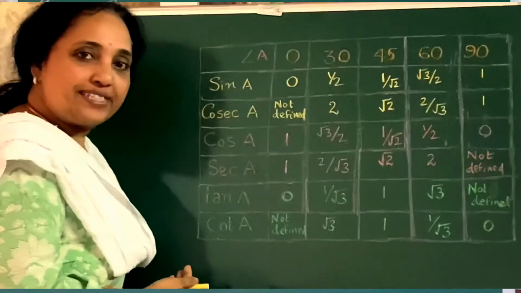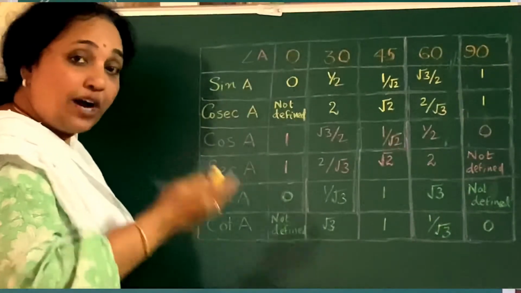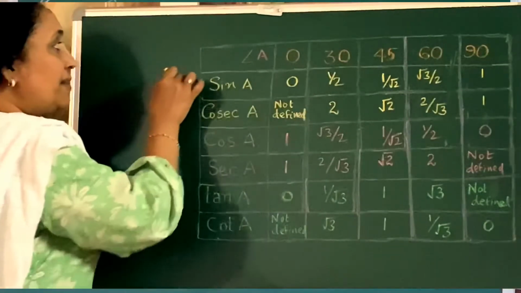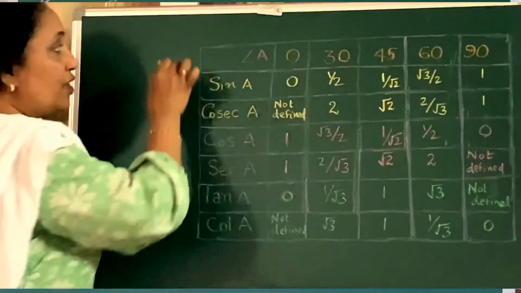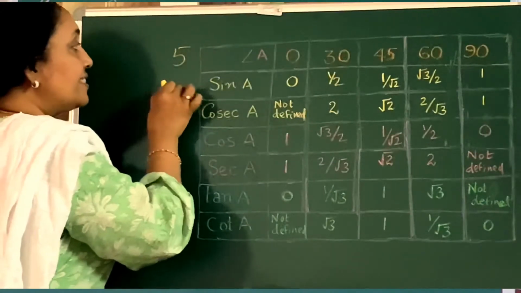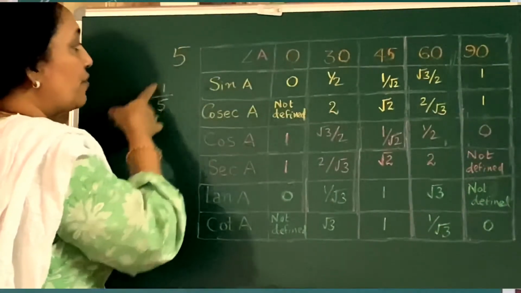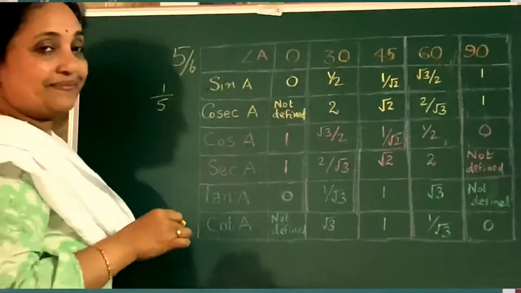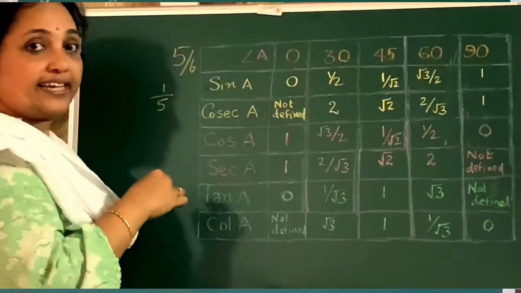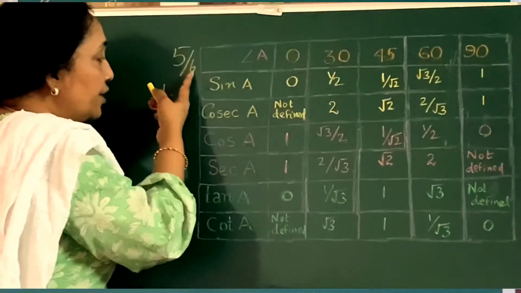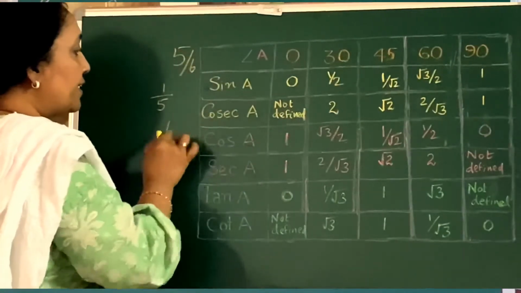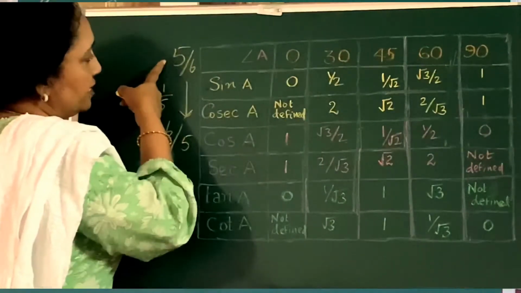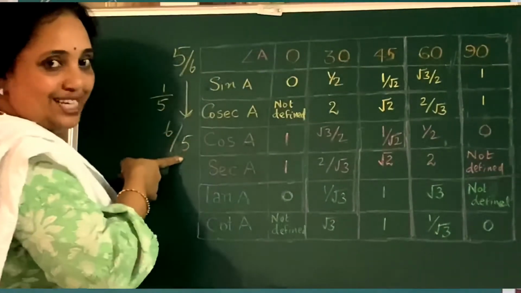How will you find out the reciprocal of a number? 1 divided by that number is the reciprocal. For example, if you want to find the reciprocal of 5, it is 1 by 5. If it is 5 by 6, that means a fraction, the reciprocal is numerator and denominator interchanged. So the reciprocal of 5 by 6 is 6 by 5.